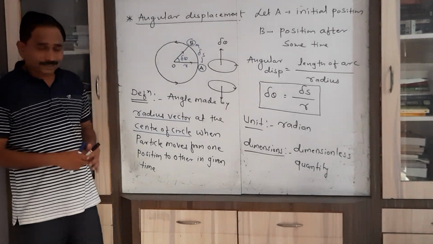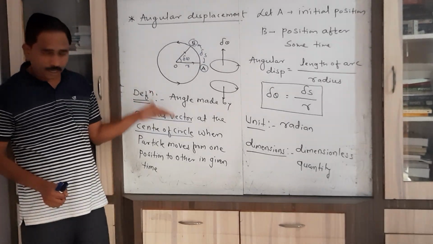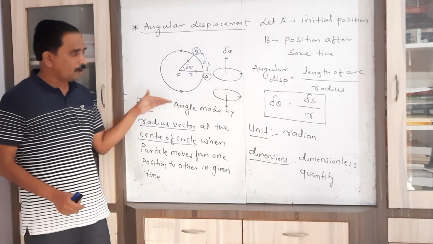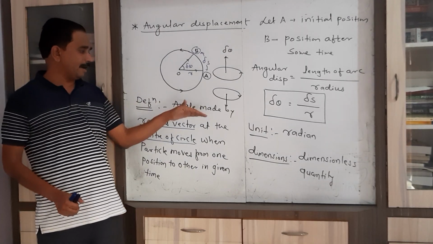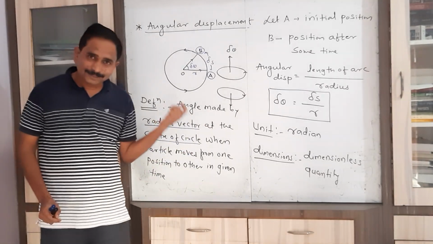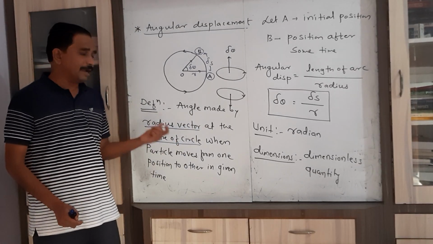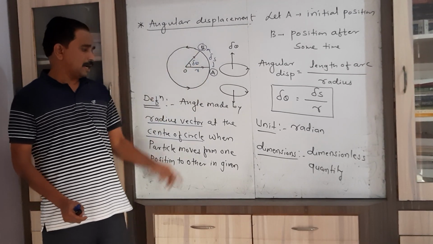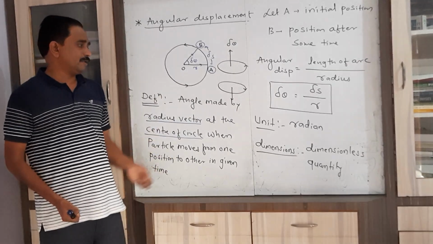So this is the simple definition you have to keep in mind: the angle described, traced or made by the radius vector at the center of the circle when the particle moves from one position to another in a given time.